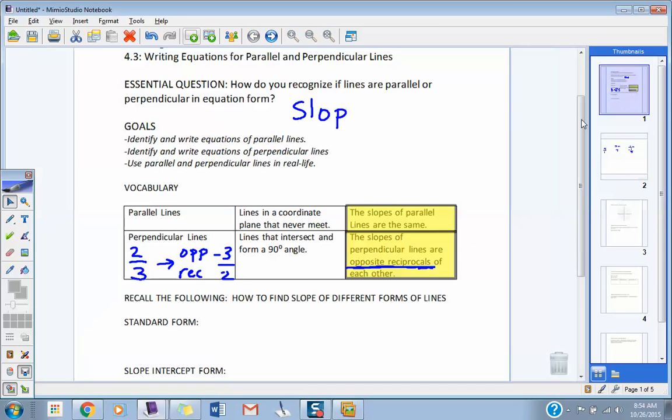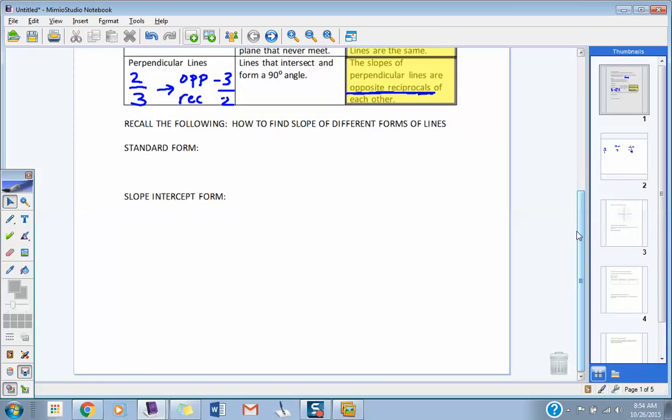All right, a couple things to recall first of all, guys. You might want to write this down. Recall the following: how to find slope in different forms of lines. We've talked an awful lot about standard form and slope intercept form. Reminder: standard form is the following: Ax plus By equals C. Okay, you understand that form. We've looked at that already this year.